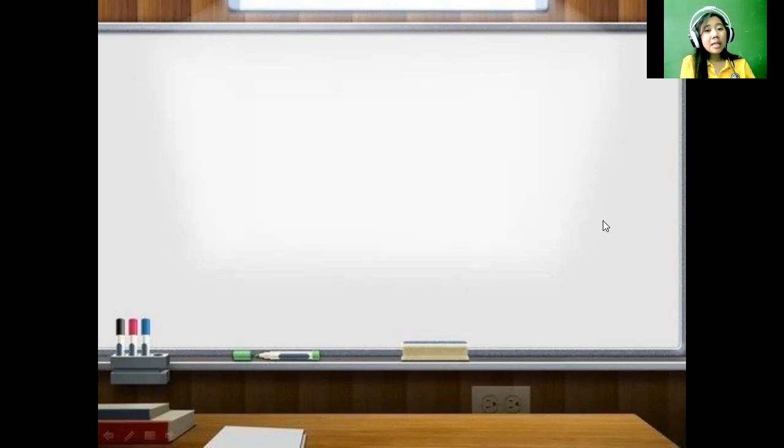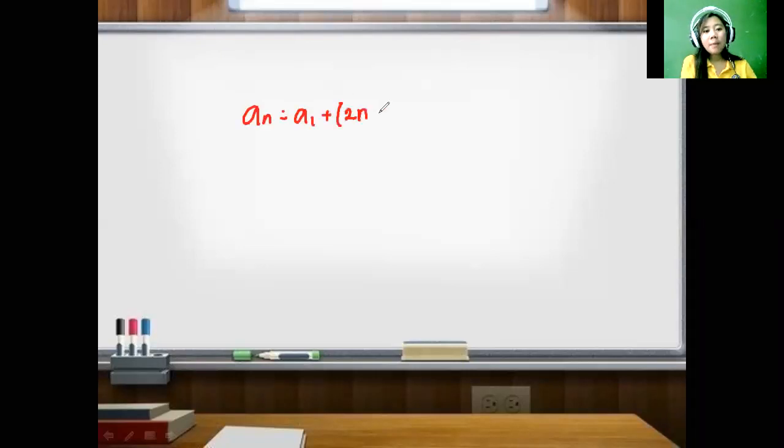Okay, so last time, I also introduced to you the general rule of an arithmetic sequence po. Tama po ba? So what is the general rule of an arithmetic sequence? So we have a sub n is equal to a sub 1 plus n minus 1 times d.